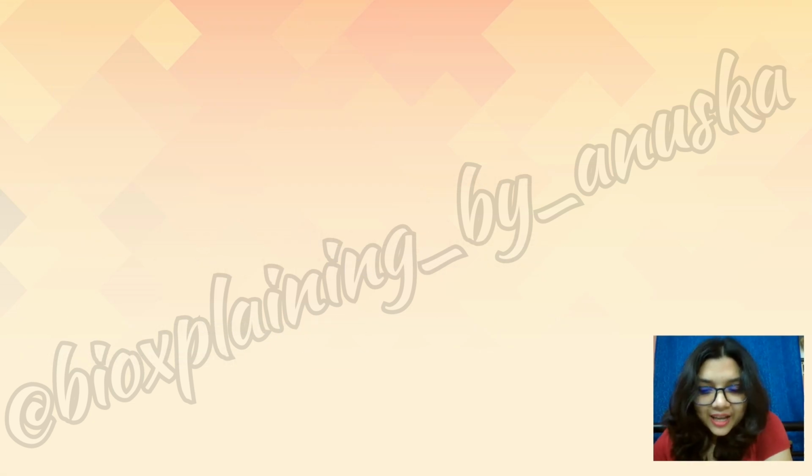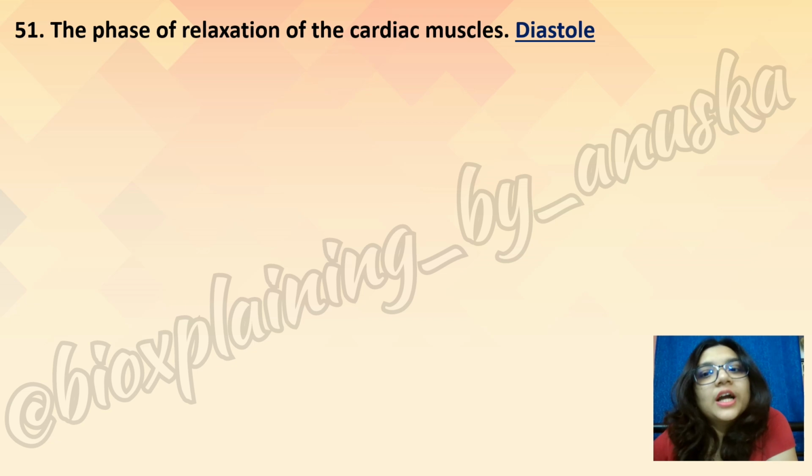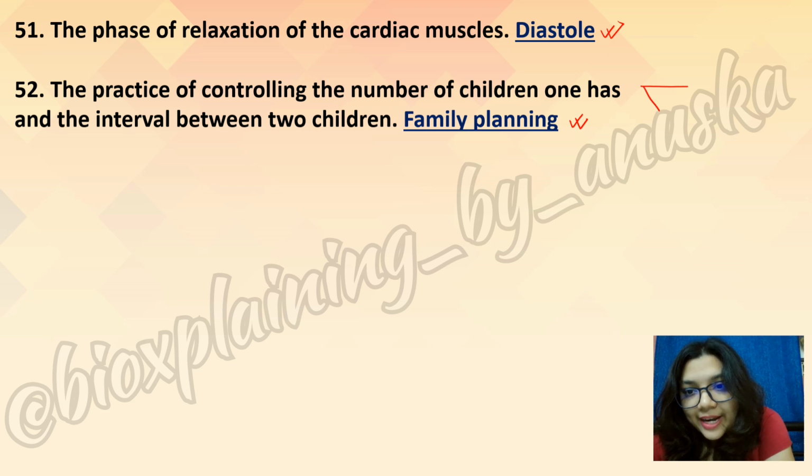They were quite easy, na? Let's check. 51. The phase of relaxation of the cardiac muscle is diastole. Then, practice of controlling the number of children one has and the interval between two children is family planning. So, this inverted red triangle, okay, the triangle is completely red in color. The inverted red triangle is the symbol for family planning in our country.